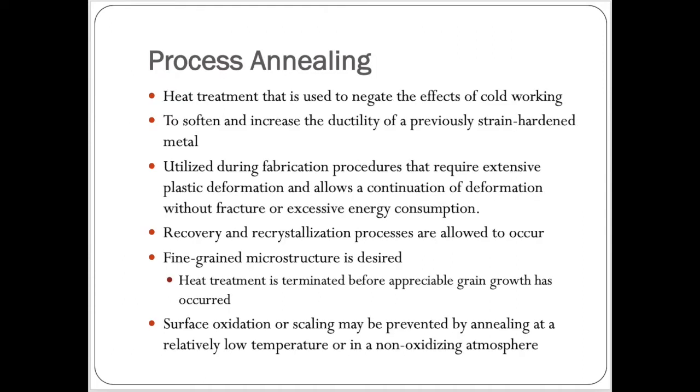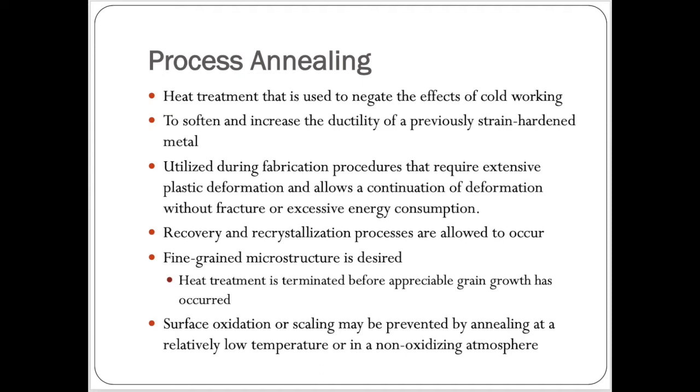There is another class of annealing process which is called process annealing. So, process annealing is a heat treatment that is used to negate the effects of cold work, that is, to soften and increase the ductility of a previously strain hardened metal. It is commonly utilized during fabrication procedures that require extensive plastic deformation to allow a continuation of deformation without fracture or excessive energy consumption. Recovery and recrystallization processes are allowed to occur.